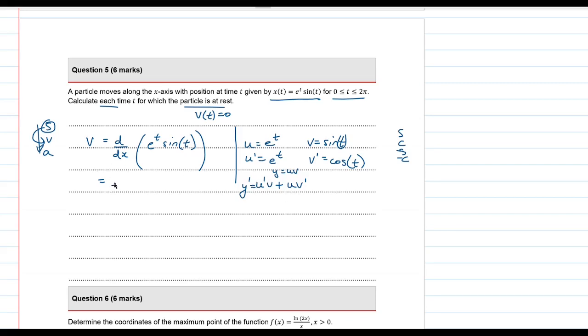When y equals uv, y dash will be given by this. So that's going to be e^t sine t plus u, which is e^t, times the derivative of v, which is cos t. We can simplify this further by getting the common term, e^t, outside the brackets. And each time the particle is at rest, this will equal 0. So let's sub that in.